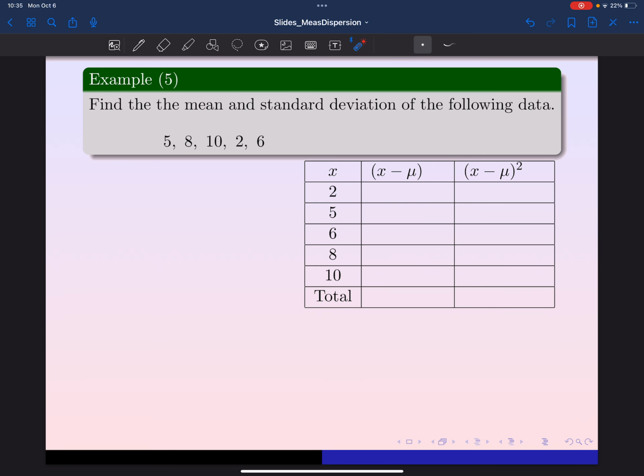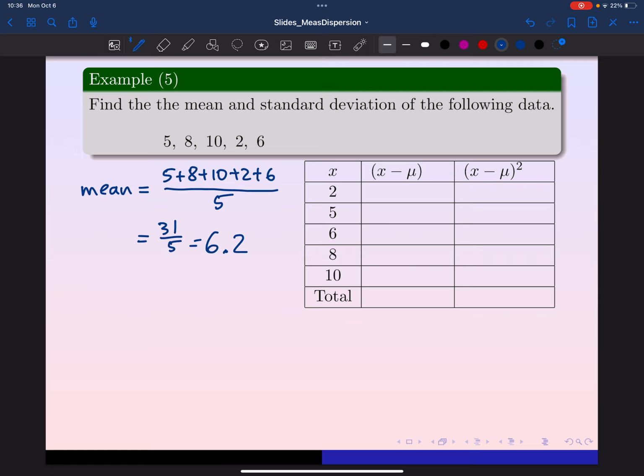Example 5. Find the mean and standard deviation for the following data. So the mean, we calculate the average, right? Mean would be 5 plus 8 plus 10 plus 2 plus 6, and we divide by 1, 2, 3, 4, 5. We divide by 5. So in that case, I'm getting that the mean is 31 over 5, which is 6.2. That's my mean. So the 6.2 is my mu in that case.